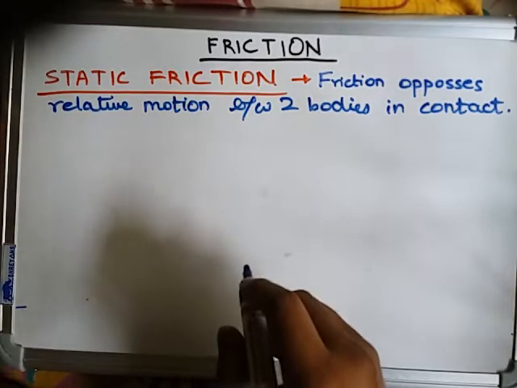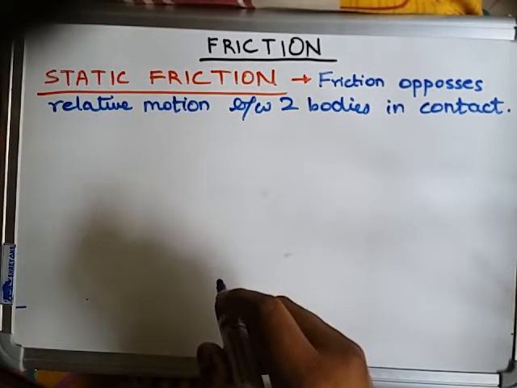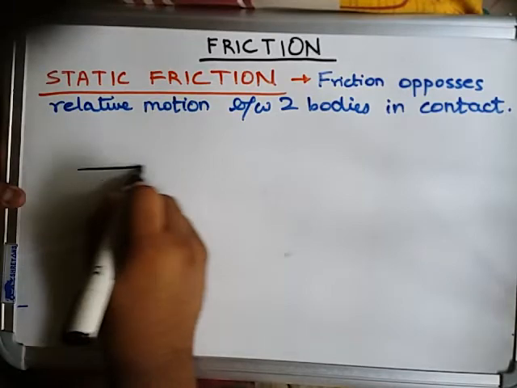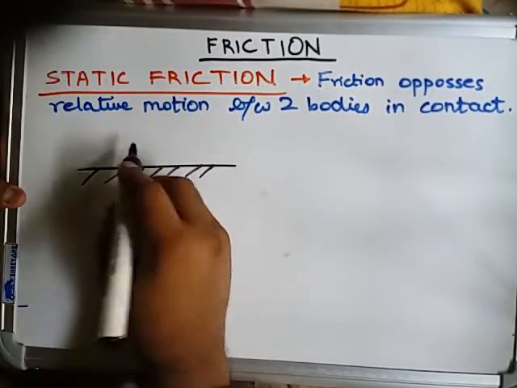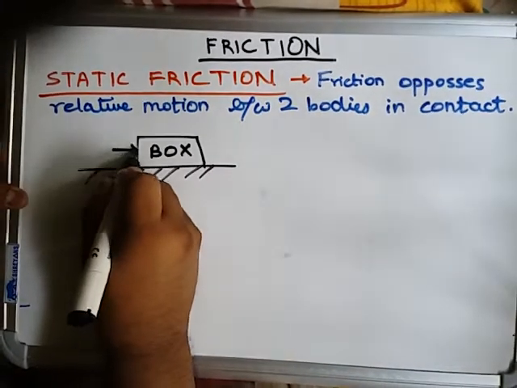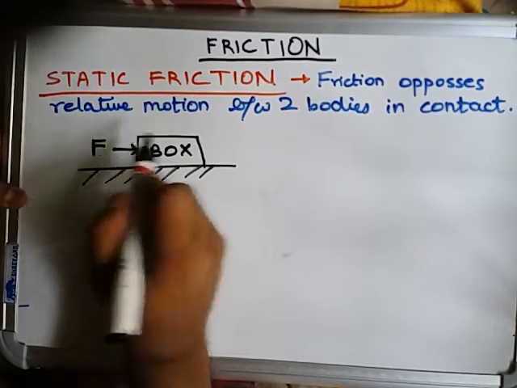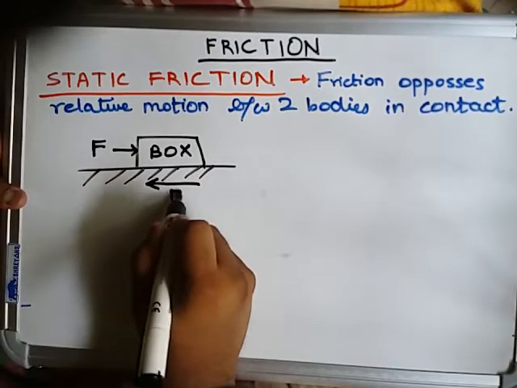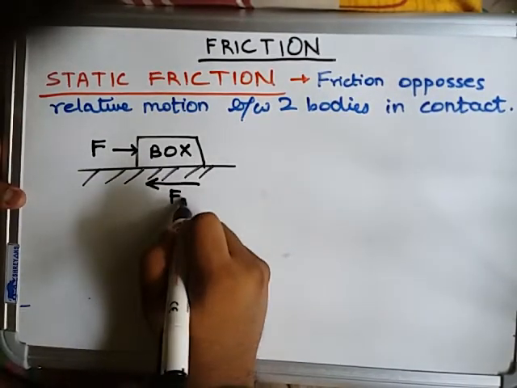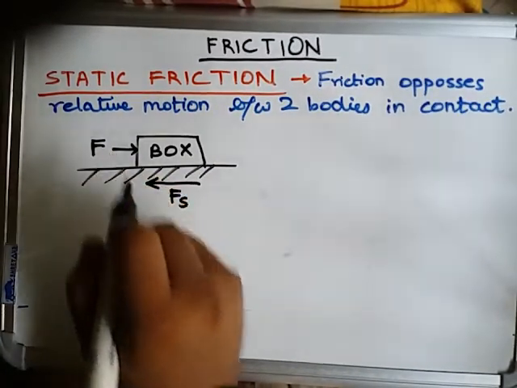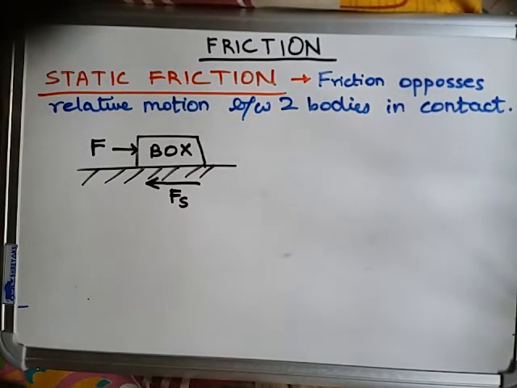Let us understand static friction using an example. Suppose we have a rough plane and we are keeping a box on it, and we are applying a force. When we apply a force, there will be an opposing frictional force offered by the surface to the box, opposite to the direction of the force. Now let us consider that this force is slowly increasing.